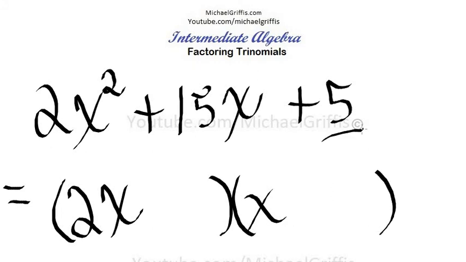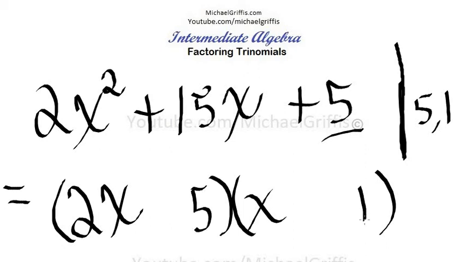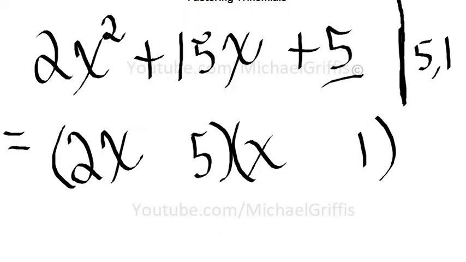That's the key. Two numbers multiplied together give you 5. Well, the only two numbers are 5 and 1. We don't have any other choice. I'm going to put a 5 here and a 1 here, and let's see what we can get. That's a positive 5, and 15 is a positive number, so chances are they're both going to be positive.